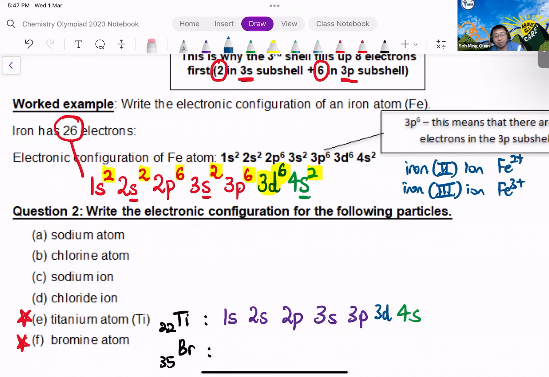Okay, so let's start. Mr. So has written out the list already, so let's go one by one. We must always start with 1s first. 1s, read the table. 1s fills only 2 electrons. So 2.